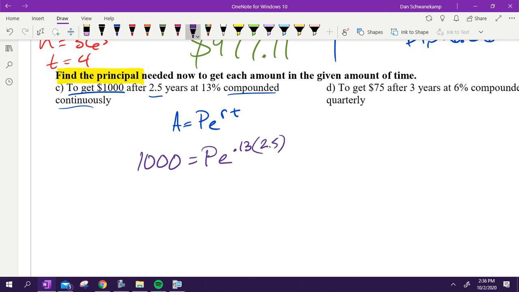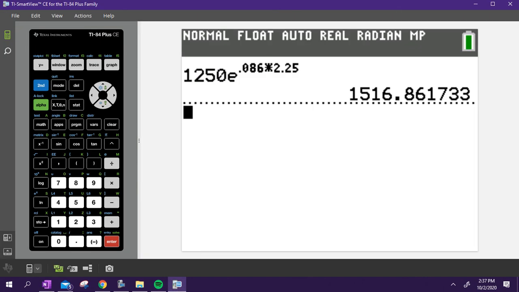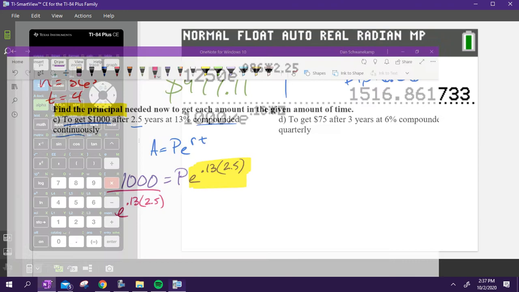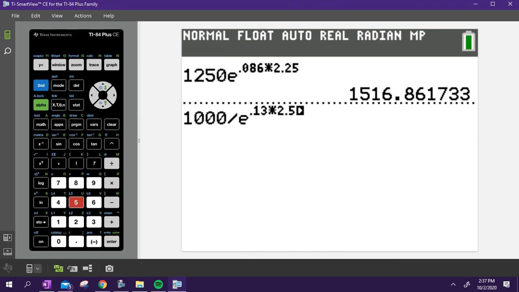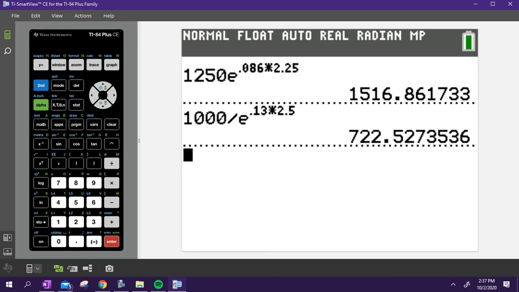So how do I solve for P? I want to get P by itself. What in general, what is that thing? It's just a number. There's no variables. It's P times that. So if I want to solve, all I need to do is divide by E to the 0.13 times 2.5. So in my calculator, I'm taking 1,000 divided by E to the 0.13 times 2.5. Hit enter. $722.53.